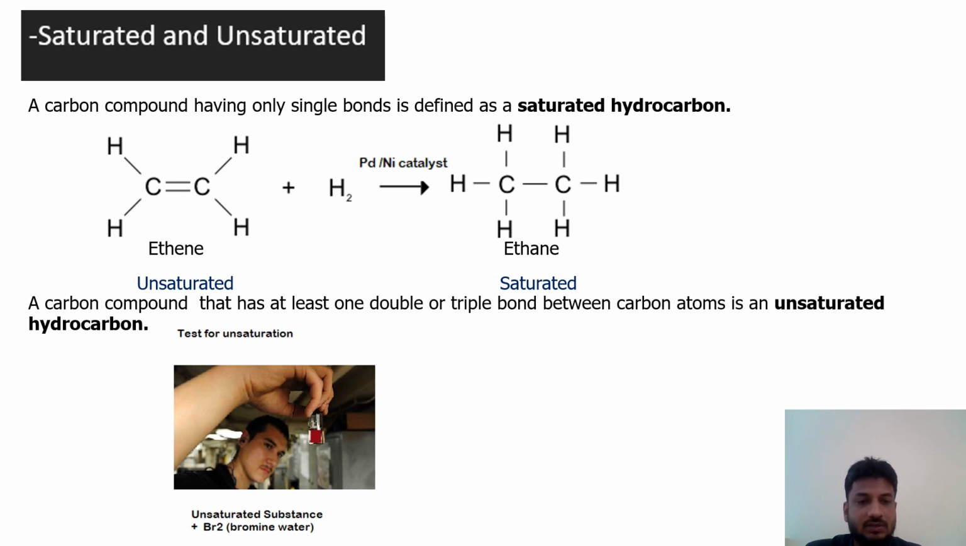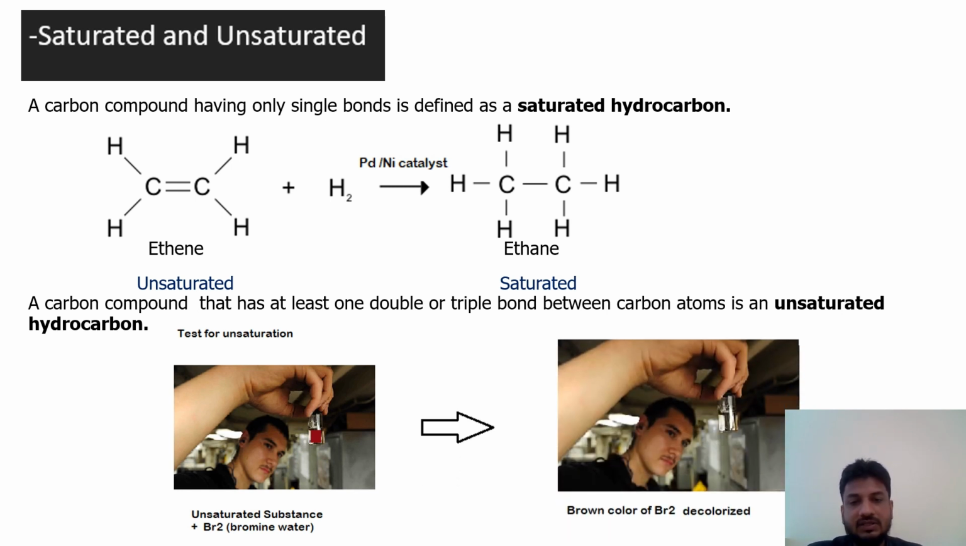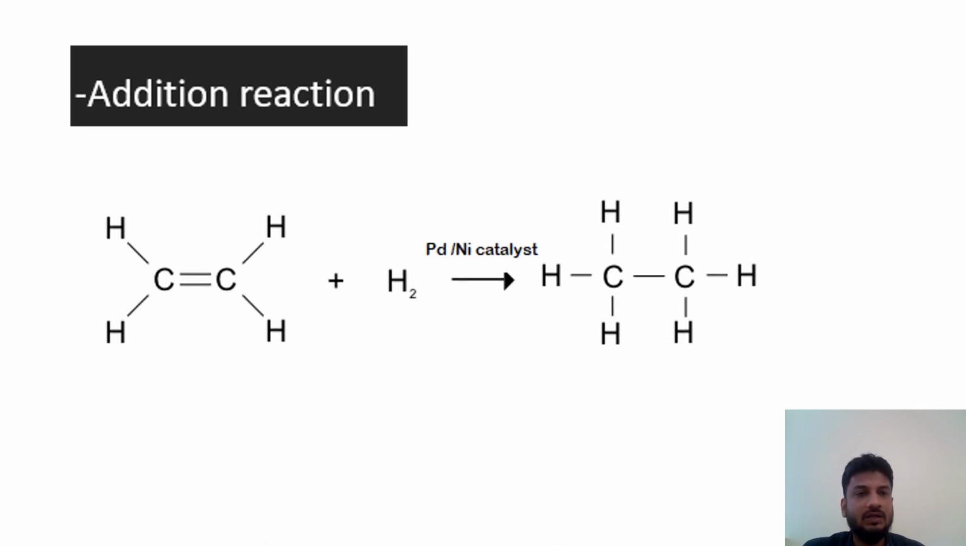How can we test this? The test for unsaturation is simple. We take the reddish brown bromine water and add the substance we want to test, whether it is unsaturated or saturated. What happens in the result? If the brown color of bromine water disappears after adding the substance, we confirm that the compound is unsaturated. So unsaturated compounds with double bonds remove the brown color. Saturated compounds show no positive test. No color change happens if it's all single bonds already.